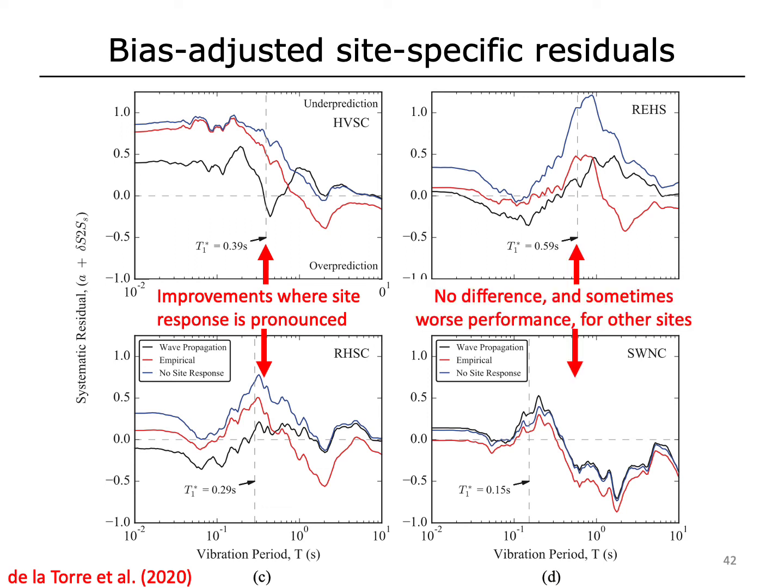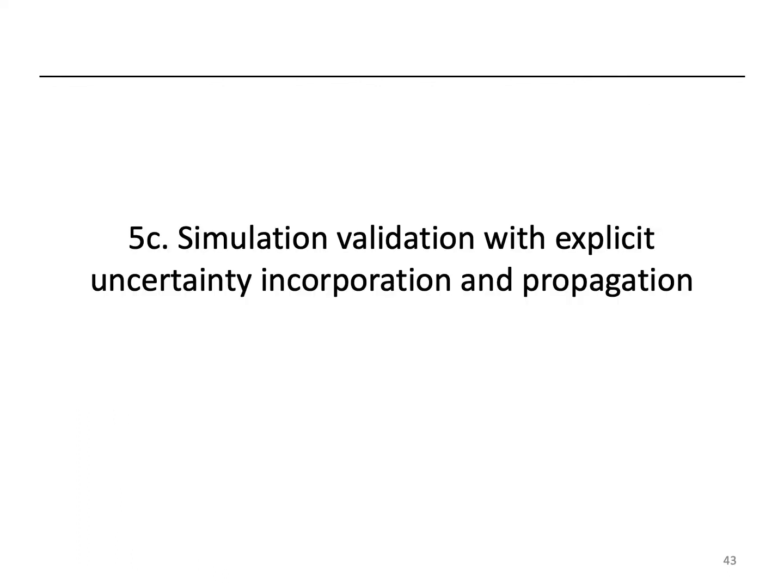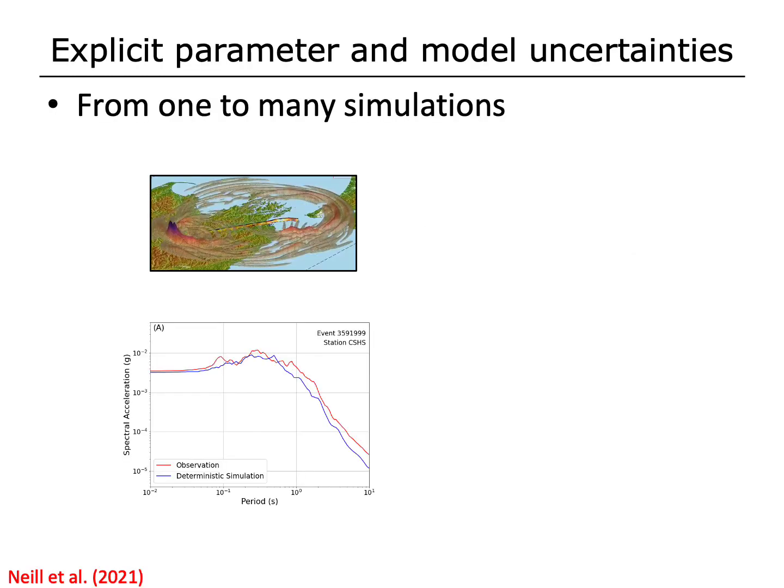Whereas for many of the sites there was really no difference whether we used empirical VS30 based approaches or 1D site response analysis, and sometimes even worse performance using these site response analyses. The last thing I wanted to touch on very briefly is making use of explicit uncertainty incorporation in these simulations and how we propagate that uncertainty through the ground motion simulations.